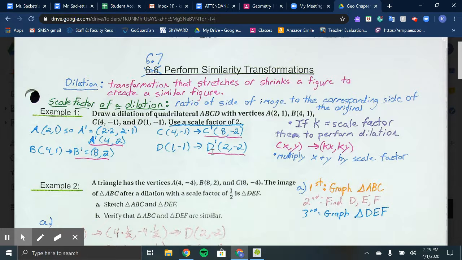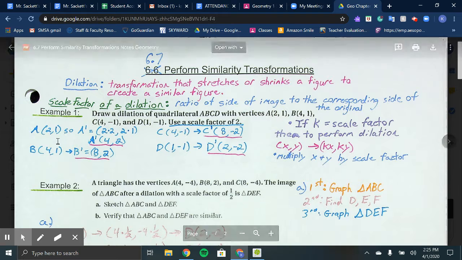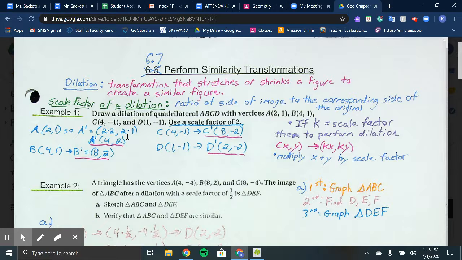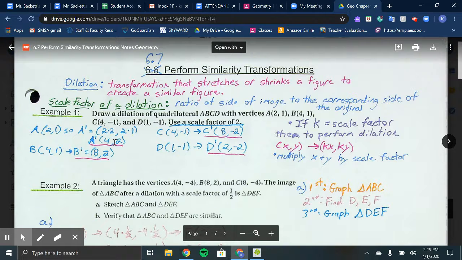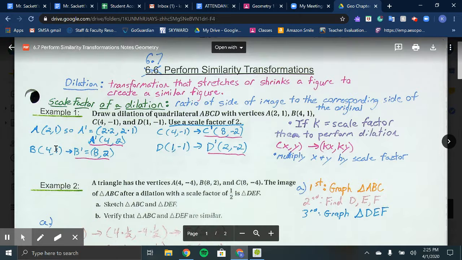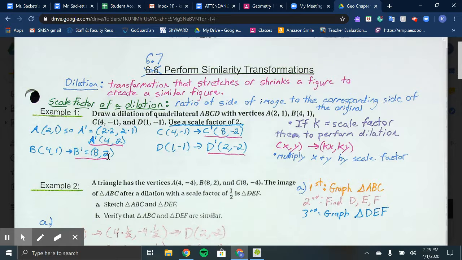So in order to find those new coordinates, we simply take your original coordinate. For example, A was at (2, 1). Our scale factor was 2, so we multiply the x and y coordinates each by 2, and our new point of A prime is at (4, 2). Then you do that same process with each vertex. B is at (4, 1). We multiply each of those by 2, and we get (8, 2) for B prime.